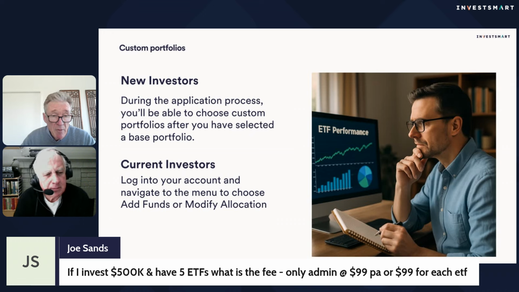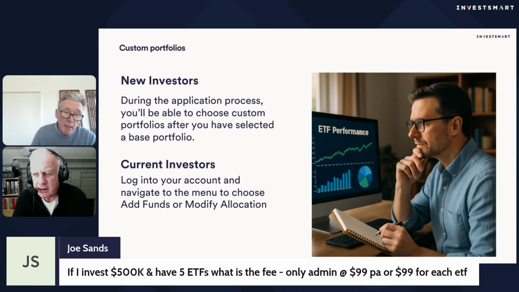The admin fee is 11 basis points on the 550,000. I'm just going to try and work that out in my head, which will be about $500 per annum. And then there'll be a management fee, which will be capped at $880. So your total fee, Joe, would be about $1,300, 13 right something, including GST. Yeah. Okay, that's good.